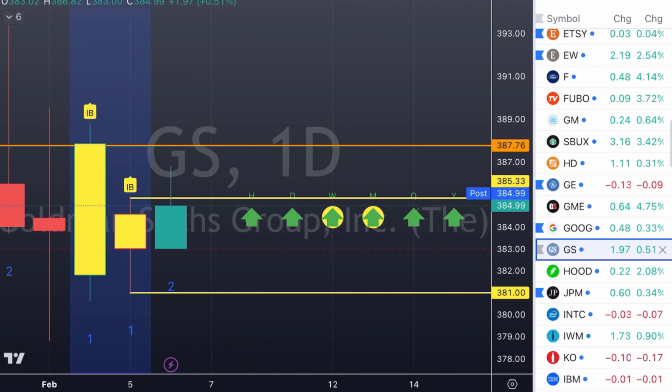Goldman Sachs, off of that double inside bar. We trended up, didn't hit targets, came back down. We still have full time frame continuity on this one.